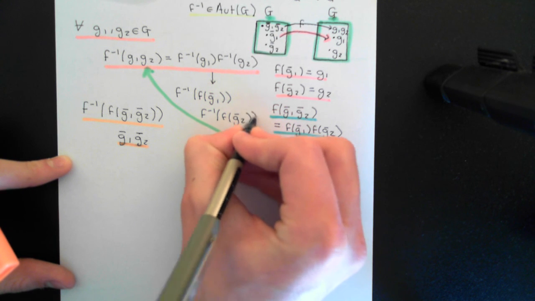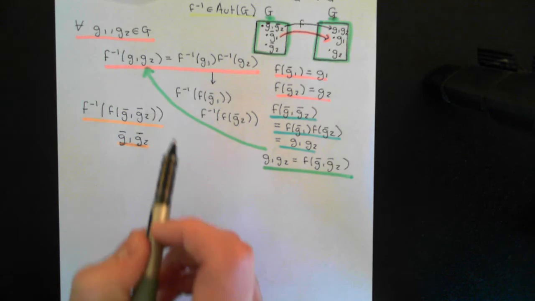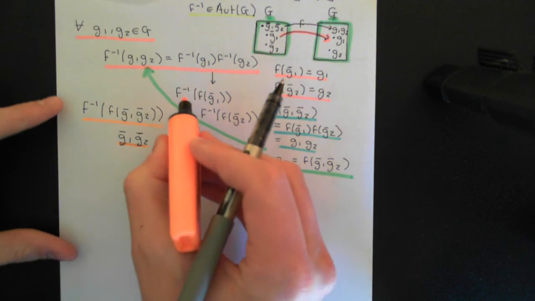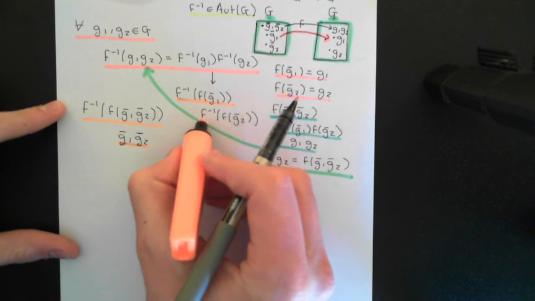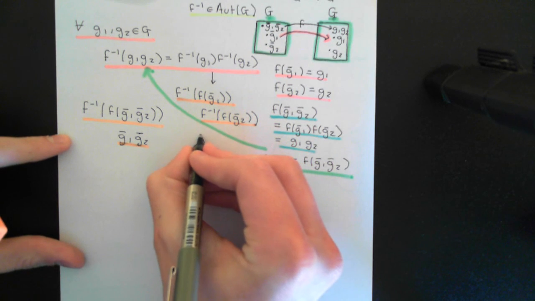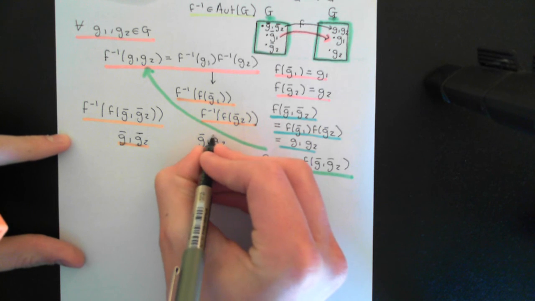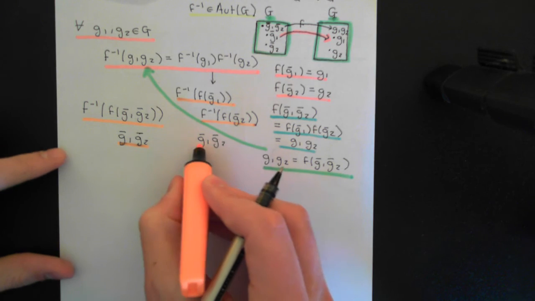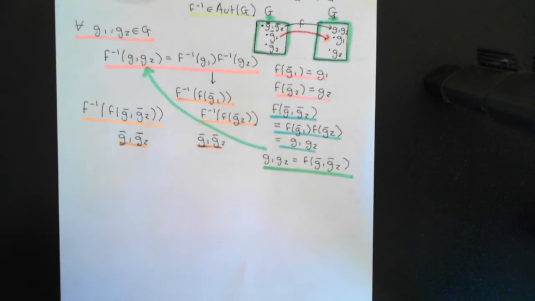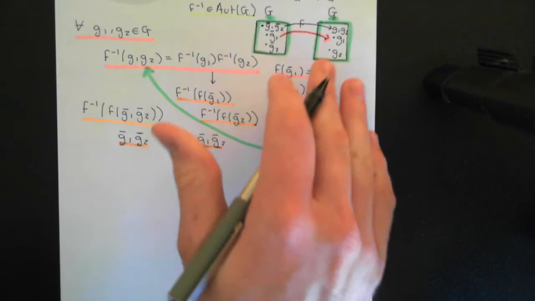Like so. And then on this side I've got f inverse of f of G1 bar composed with f inverse of f of G2 bar, and again the f inverse and the f cancel, and this side then is just going to end up as being G1 bar composed with G2 bar. So through this method I have reduced this one and this one into being the same thing, and there's nothing wrong with my method.